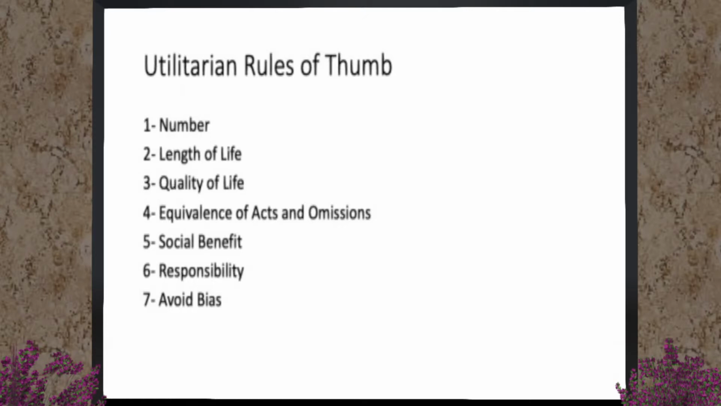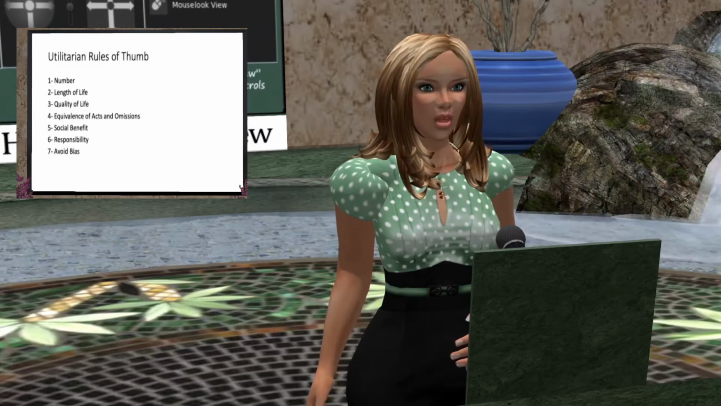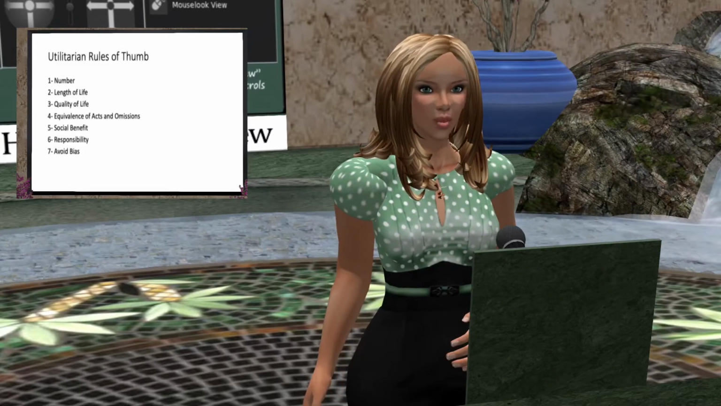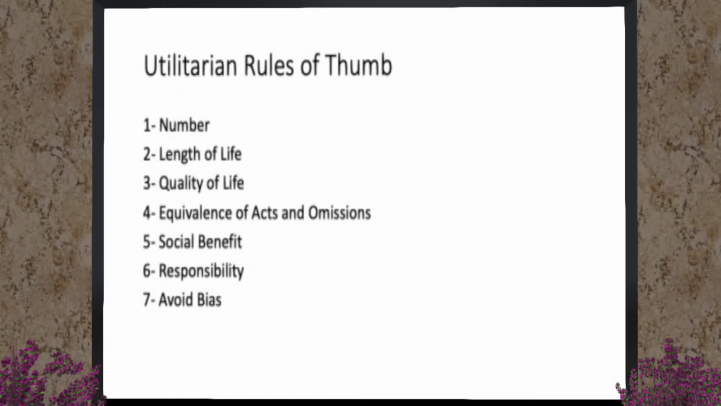Quality of life is the third one. How well a person lives is equally as important as how long they live. The fourth is equivalence of acts and omissions. And this means it doesn't really matter how you get to the outcome. You can get to the outcome by an action or by refraining from acting. The fifth one is social benefit. All the consequences of actions or inactions must be considered, both for the short term and the long term, both for direct outcomes and for indirect outcomes.